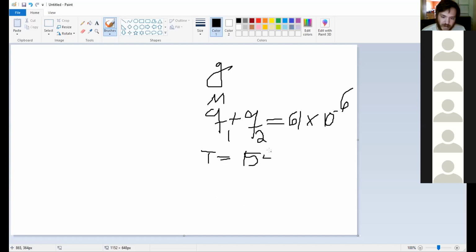And then for R, we've got 0.32, and this is newtons, and this is meters. We want to do everything in kilograms, meters, seconds, newtons. We don't want to use centimeters or microcoulombs or anything like that.